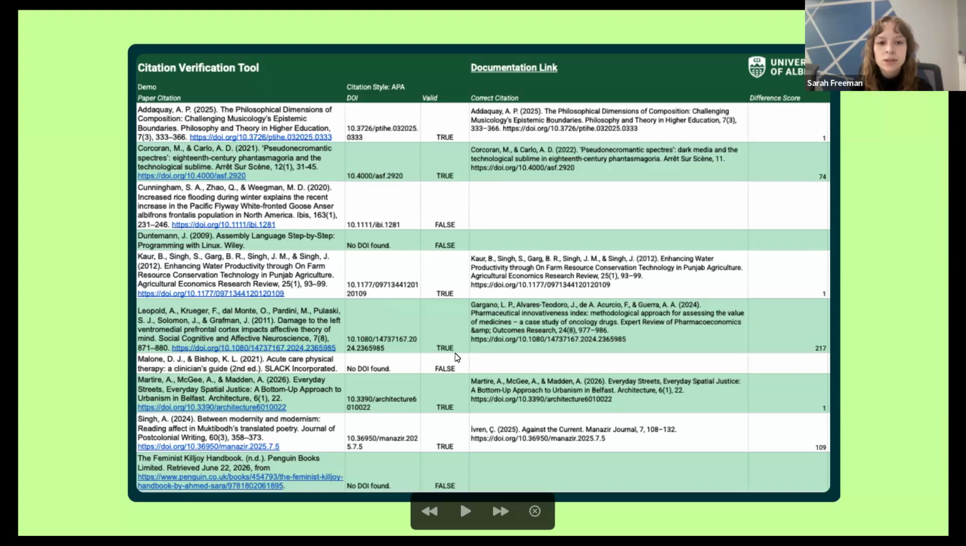This column here is going to show you whether the DOI resolves, so whether it leads to an error page or something else. This column here is going to show you what information the registration agency has, so what's the correct citation. And then this column here is a difference score. So if it's low, that means that the 2 citations are very similar. If it's high, it means that they're very different.